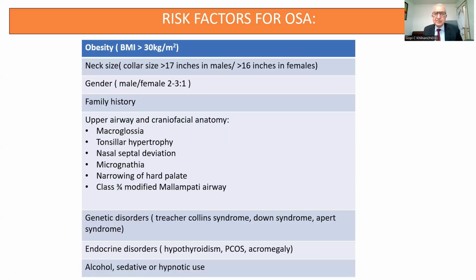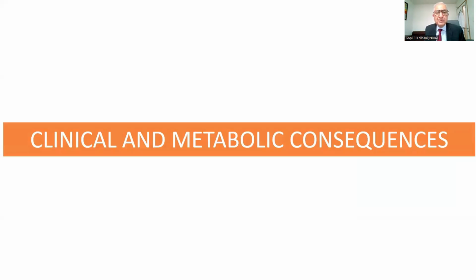So what are the risk factors? The main risk factor is, of course, a BMI of more than 30. Neck size, a collar size of 17 inches in males and 16 inches in females. As I said, it is relatively more common in males. Besides that, macroglossia, tonsillar hypertrophy, nasal septal deviation, micrognathia, narrowing of the hard palate, and a class 3 or 4 modified Mallampati score, which I will be showing. And there are some genetic disorders, endocrine disorders like hypothyroidism, and alcohol, sedative, and hypnotic use. The majority of risk factors are modifiable.